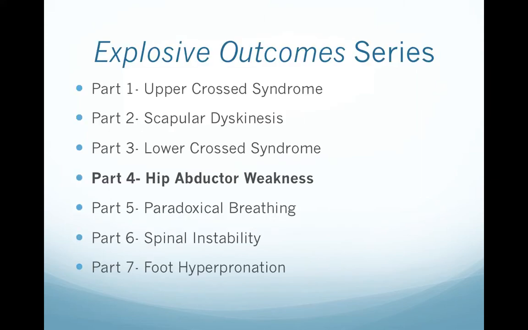Today's topic is hip abductor weakness. It's part 4 of our Explosive Outcomes series. We named it Explosive Outcomes because clinicians who are able to identify these 7 underlying functional diagnoses are able to get better results than those who can't.